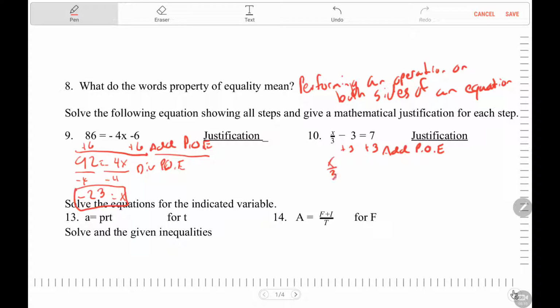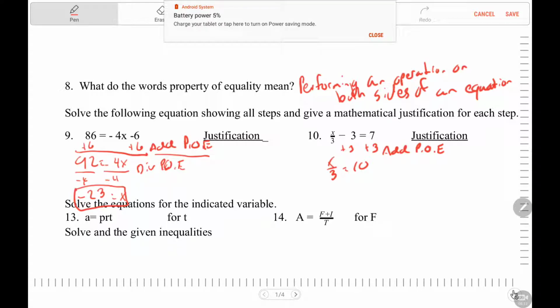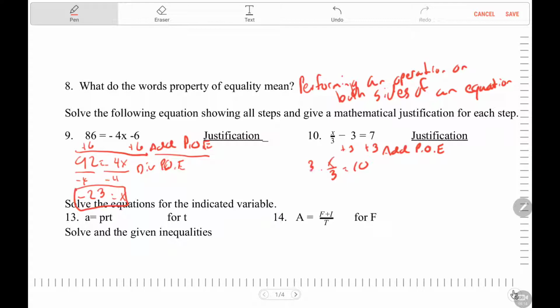So x over 3 equals 10. And then you need to, sorry about that, multiply both sides by 3. So x equals 30. That's multiplication property of equality. And then we're good.